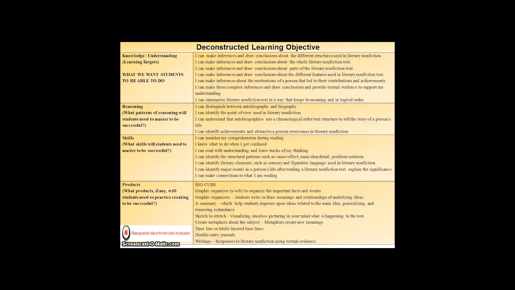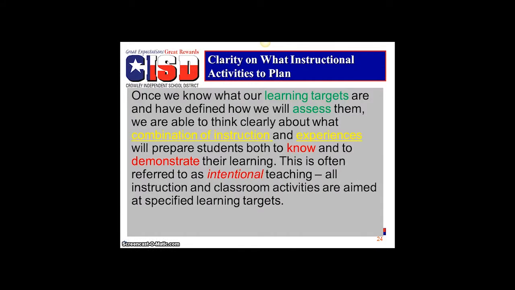So thinking ahead, we think about what we want our students to be able to do. We think about the reasoning, that is, what patterns of reasoning will students need to master to be successful. We think about what skills they need to have in order to be successful. And we think about what products, if any, will students need to practice creating to be successful. You can pause the video at this time just to look how I've deconstructed this learning objective and addressed all of these areas.